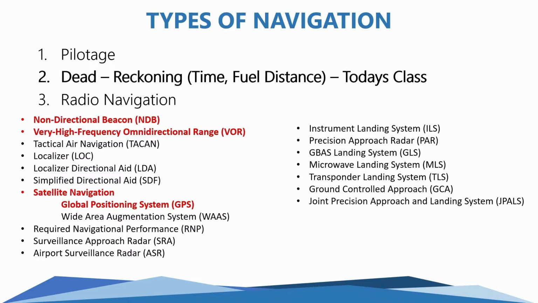Okay, so in a given route, we might have 5, 10, 20 different waypoints. And between each one of those waypoints, we will basically figure out how much time it is going to take, how much fuel it is going to take, and what the distance is between point A and B. Anytime we're planning a flight, this is what I tell students: try to get at least 2 out of those 3 for navigation.